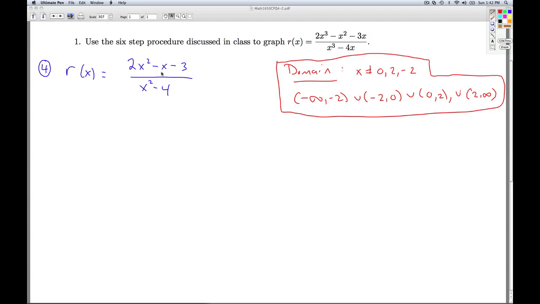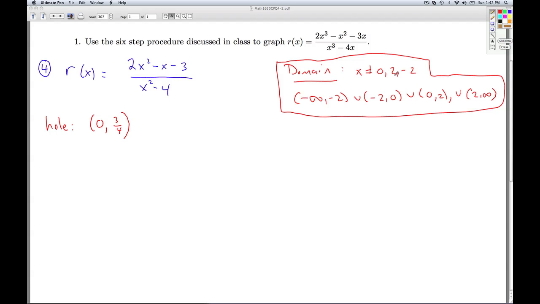If I plug x equals 0 into this, I get negative 3 on the top, and I get negative 4 on the bottom. Since I'm no longer getting a 0 on the bottom, I know that I have a hole in the graph at (0, 3/4).